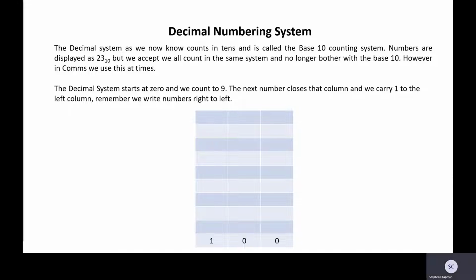So the decimal system, we count in tens, starting from 0. Please remember we start from 0. It will catch you out later on.